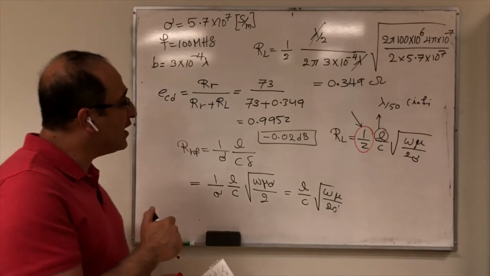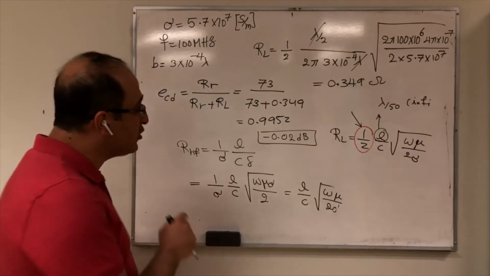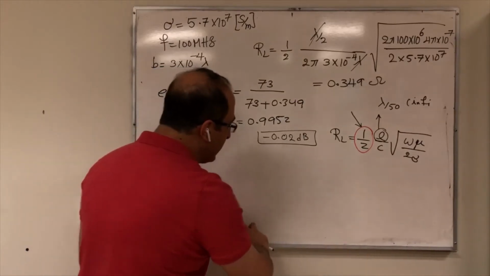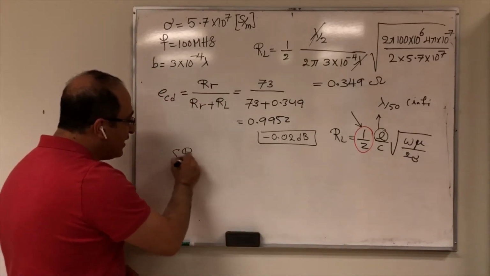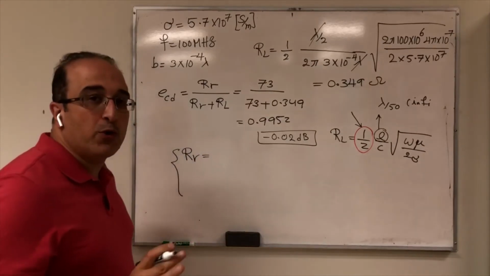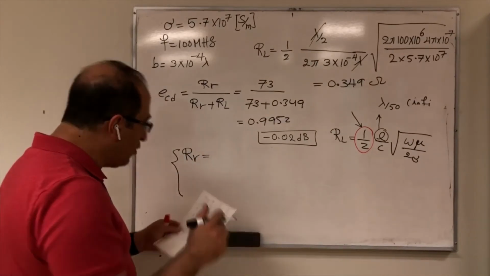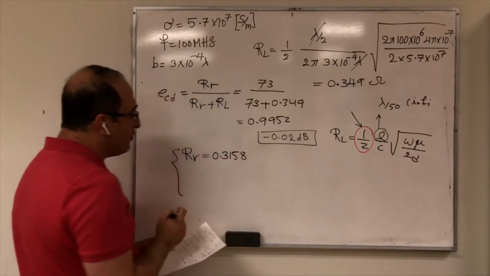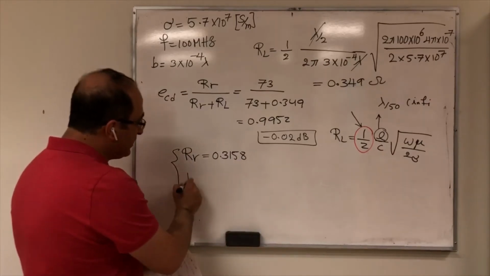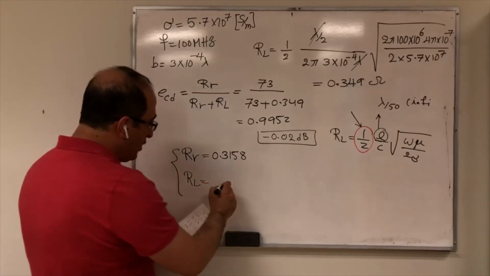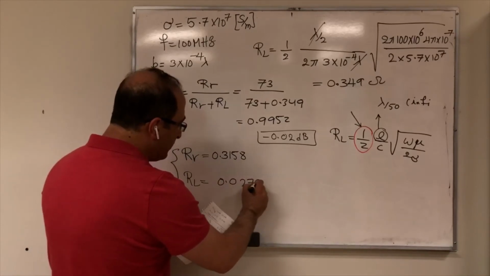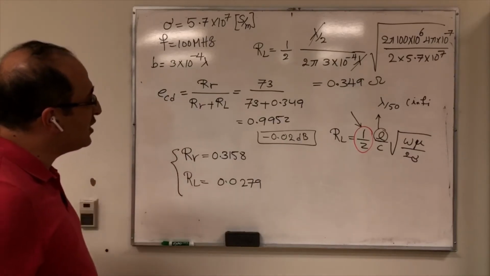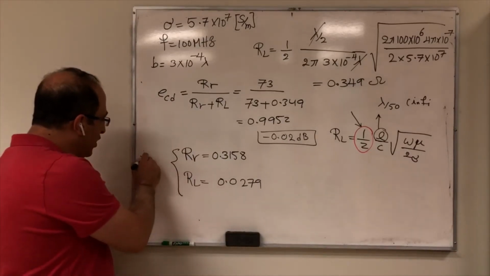The textbook has done this also for the infinitesimal dipole that I explained how to find. You can also find it, but for the infinitesimal dipole, remember that radiation resistance was very small, about 0.30. So I have the exact numbers based on the textbook: 0.3158. And if you calculate, the loss would be 0.0279. So this is essentially the situation for the infinitesimal dipole antenna.